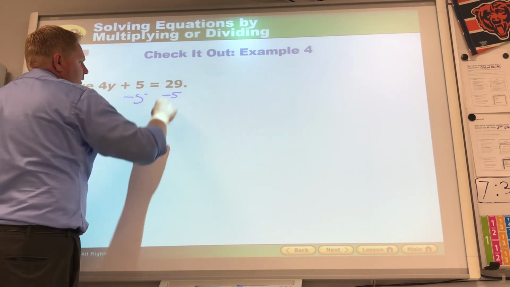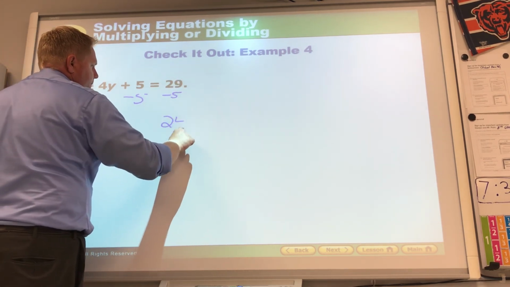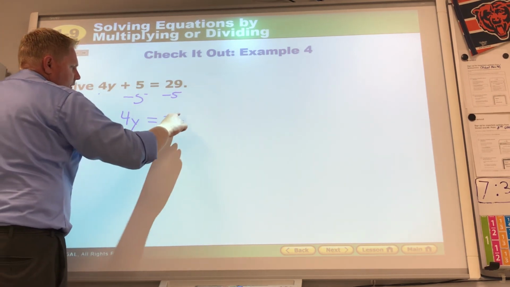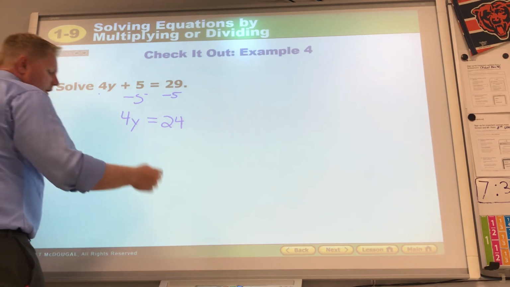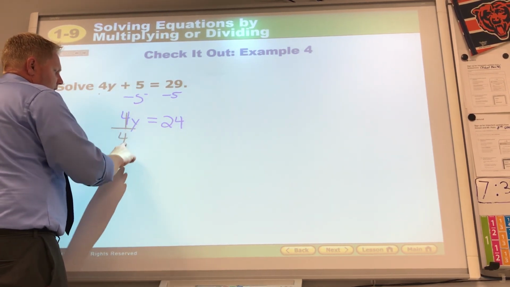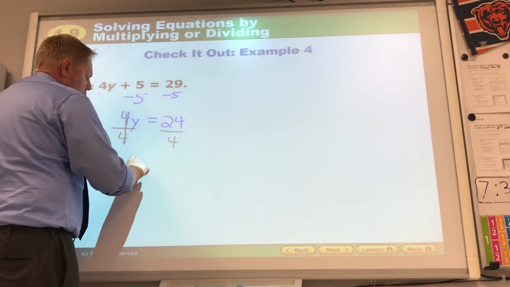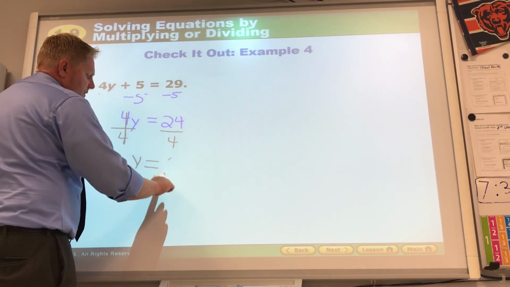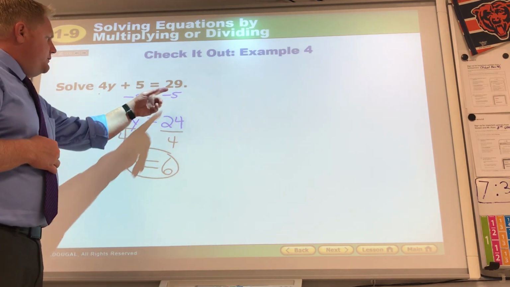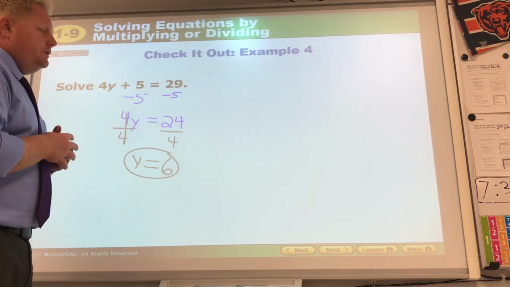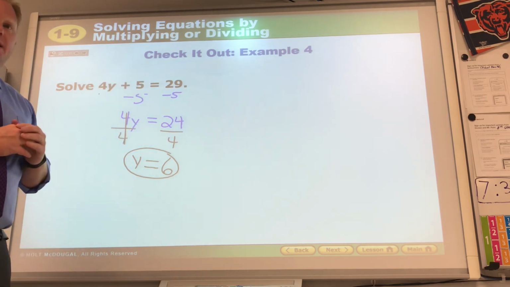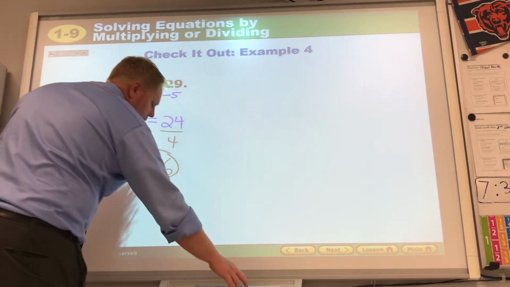Subtract 5. So there's the 24. Didn't do anything with that. 4y equals 24. There we see we have just the multiplication left. We get rid of that by division. Divide by 4. Y equals 6. Remember, PEMDAS in reverse. Subtraction first, then do the division and or multiplication. 24 plus 5 is 29. It does work out. All right?